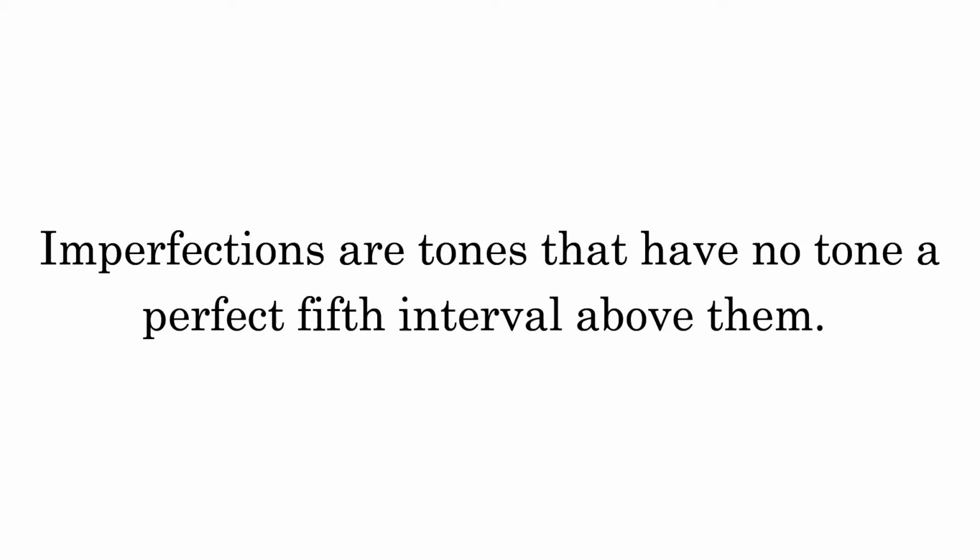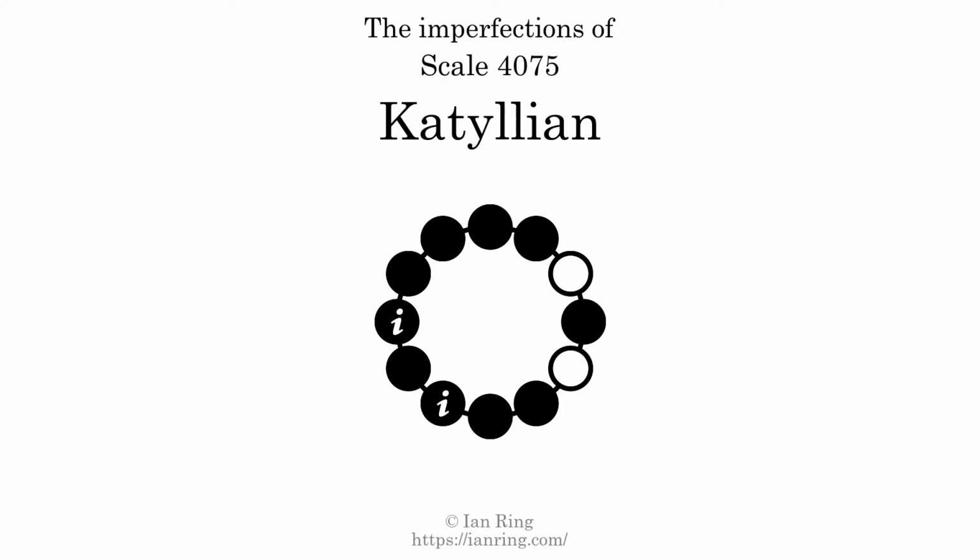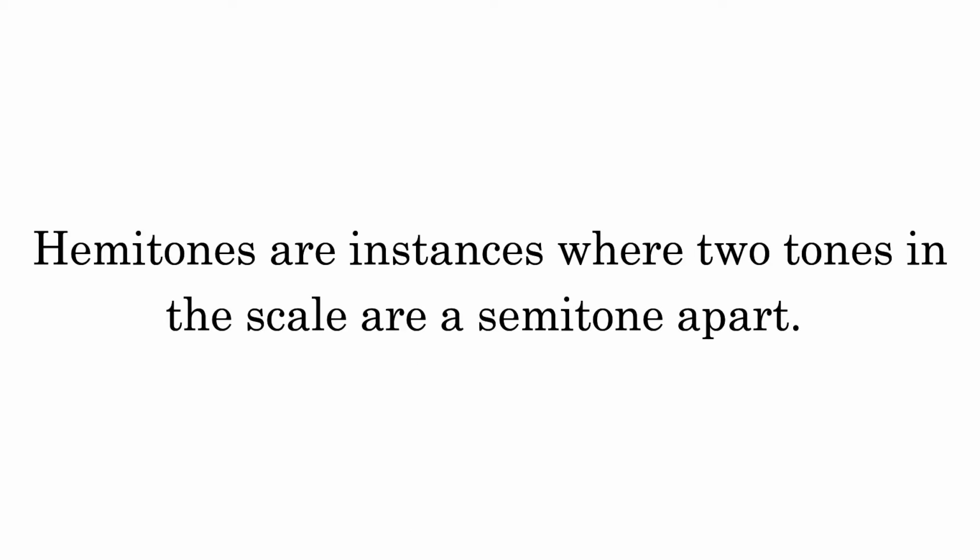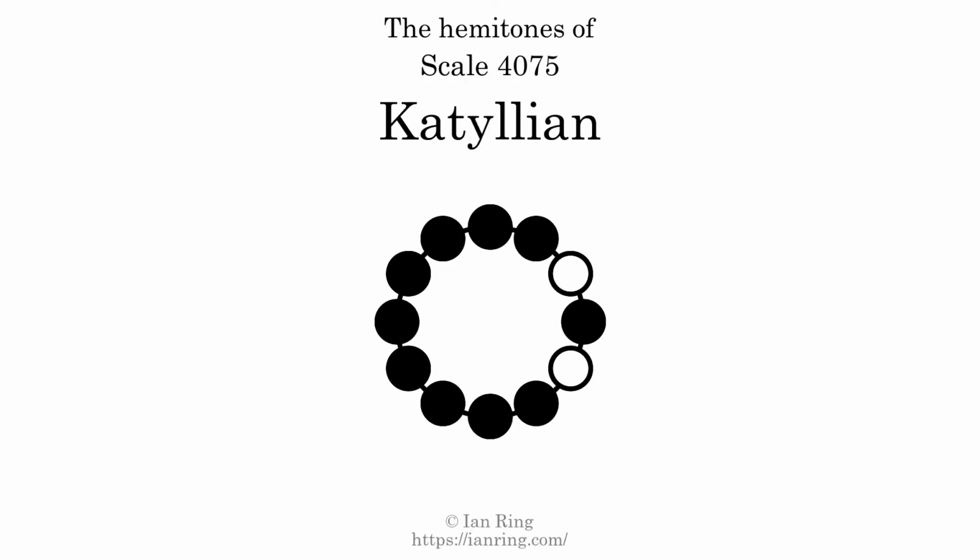Imperfections are tones that have no tone a perfect fifth interval above them. This scale has two imperfections. They are at positions here and here. Hemitones are instances where two tones in the scale are a semitone apart. This scale has 8 hemitones. They are at positions here, here, here, here, here, here, here, and here.